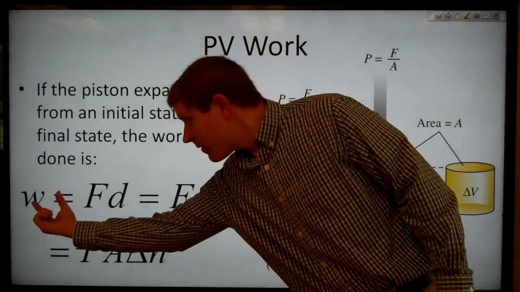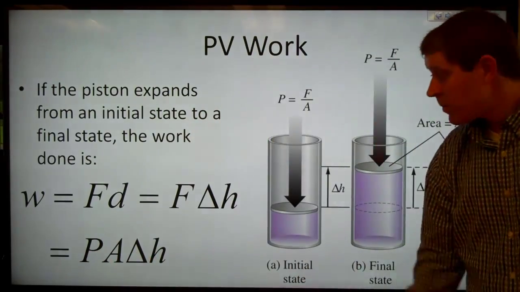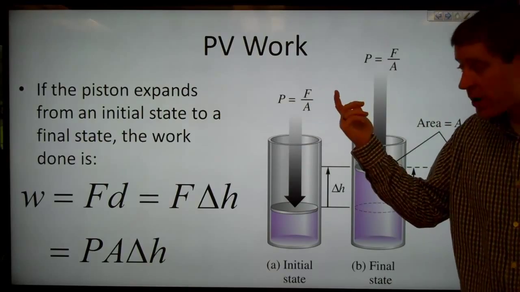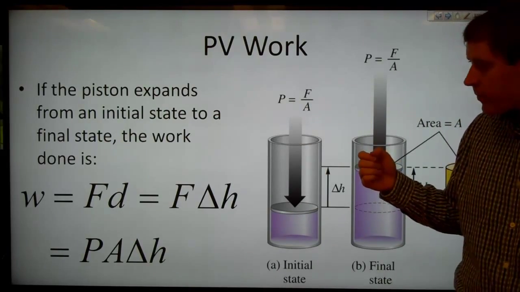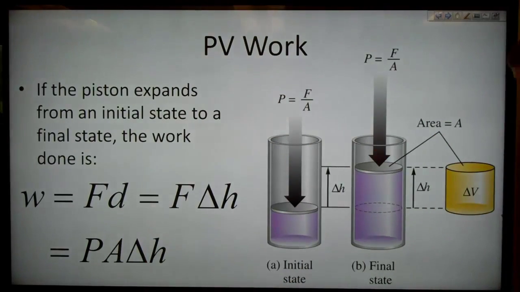So now we have work is equal to pressure times area, because that gives us the force, right? Pressure equals force over area. Rearrange that to give us force, and that gives us pressure times area, multiplied by our delta H, our change in height.